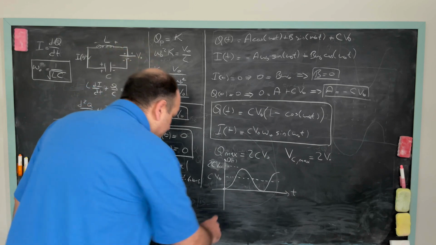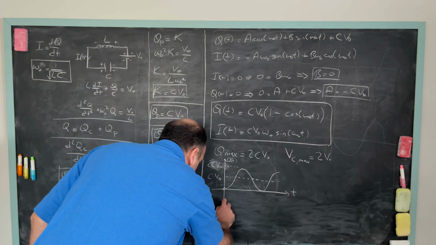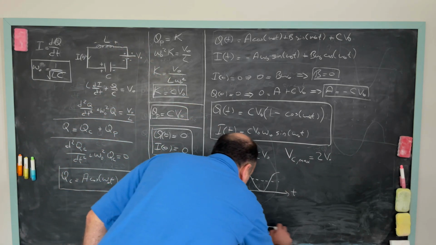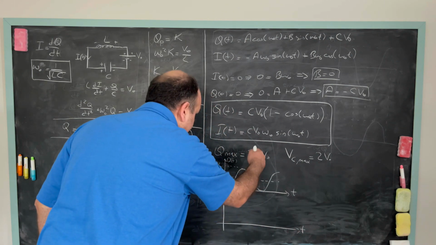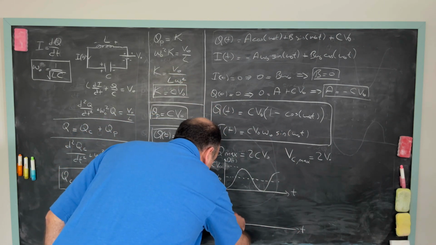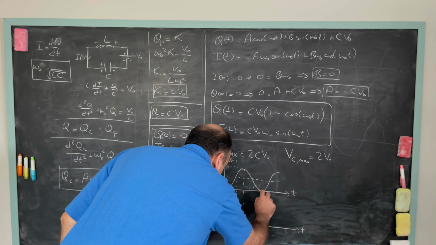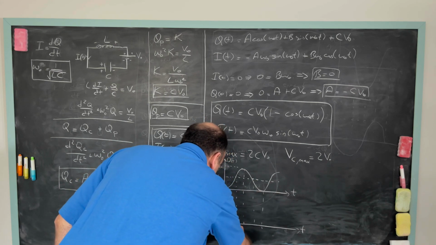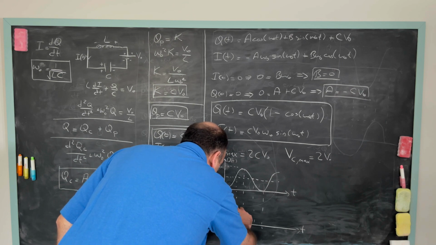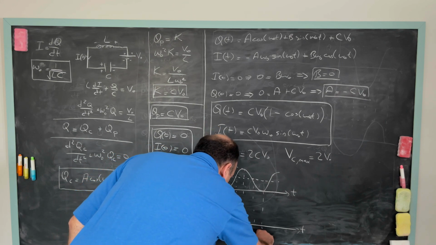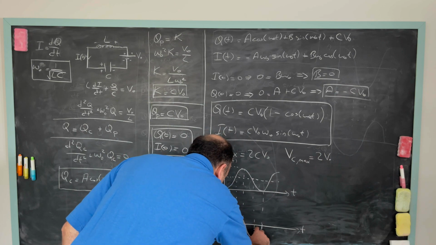If you look at the current versus time graph, let's plot I versus time here. This is simply a sine function. So it increases like this. It increases first, and then decays, and then increases again, that in the negative direction.